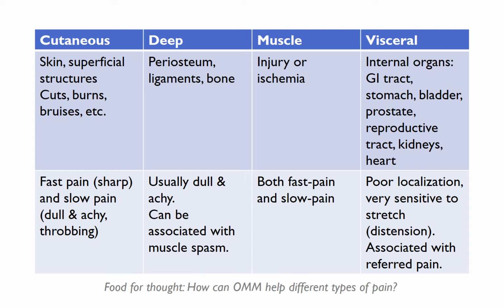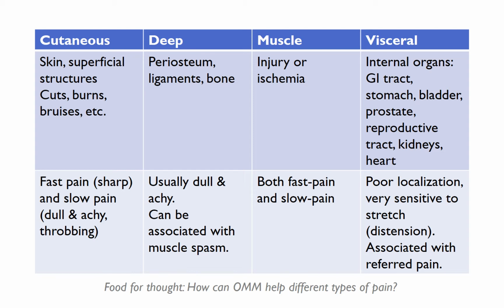Very common in the skin and the cutaneous structures. Deep is primarily associated with bones, ligaments, things very deep internal to the body, and is usually expressed more dull and achy rather than sharp. However, it can be associated with muscle spasm as well. But the muscles themselves, whether through strain, injury, ischemia, or even something like delayed onset muscle soreness, can be fast and slow pain. And then the visceral.